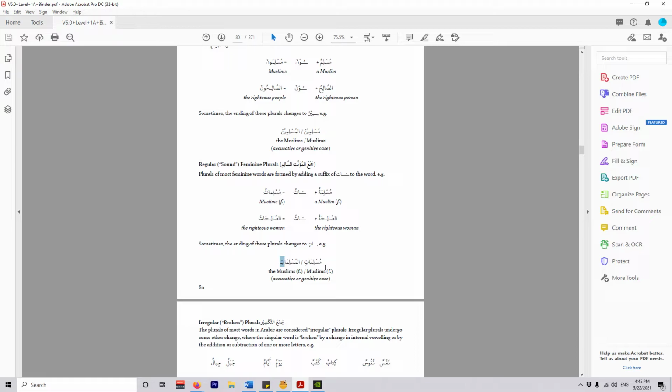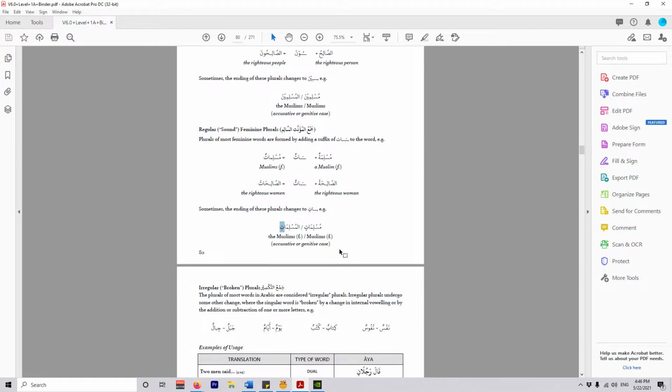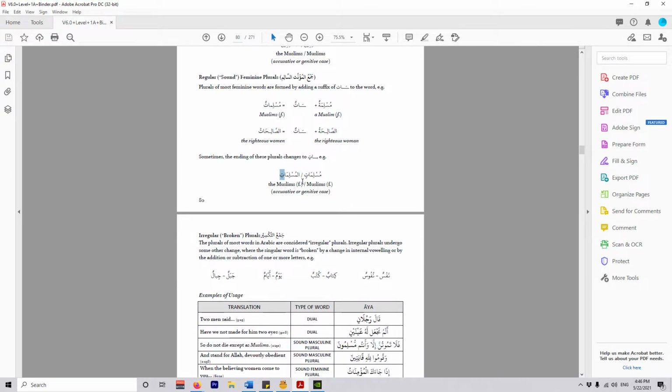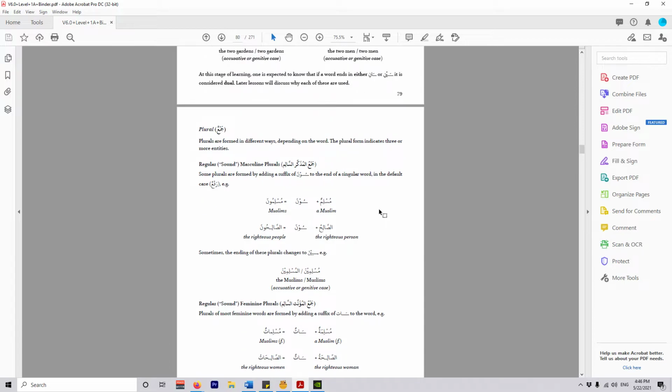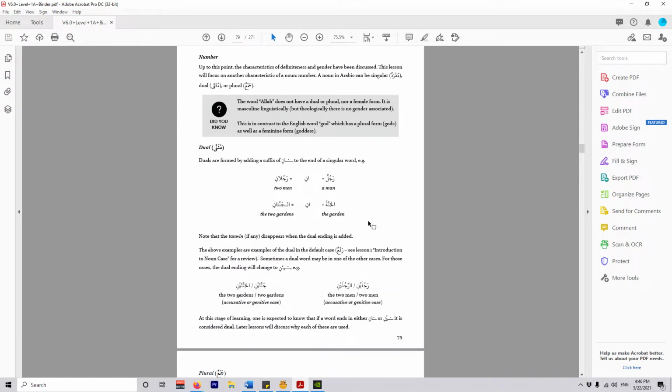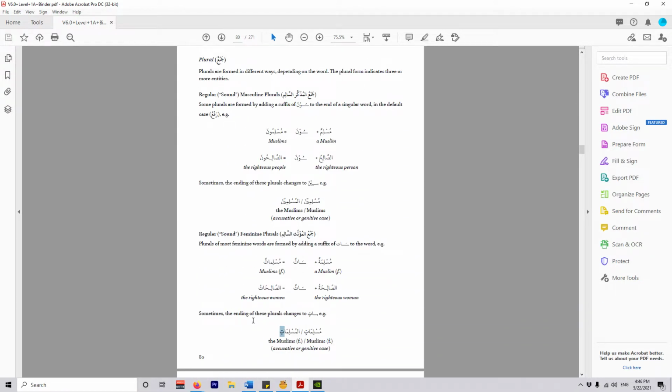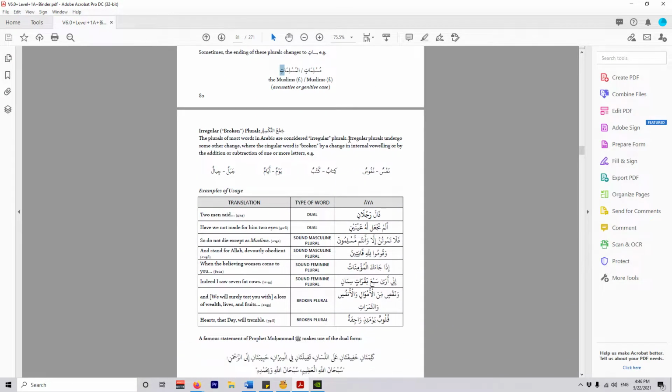I hope that's clear. So you're just going to have the kasratain underneath or one kasra, but never a fatha on top or fathatain. So when it becomes accusative or genitive, you're just going to have the kasratain, okay, or kasra. I know that may be a little bit of information overload, but the idea is to read this and review it as much as possible and then apply it.